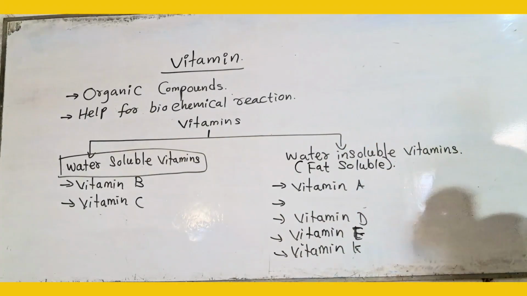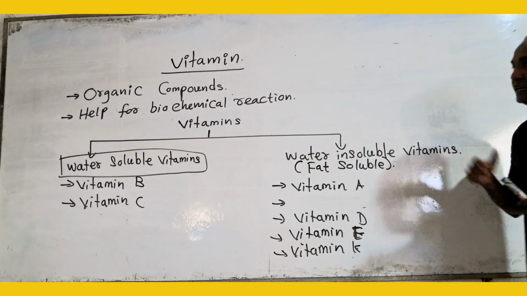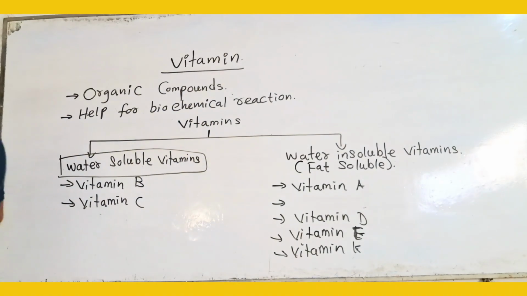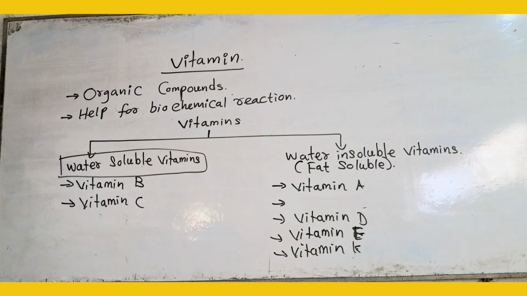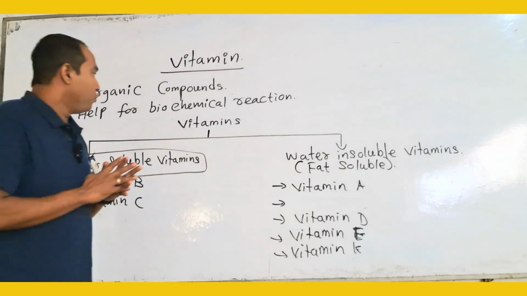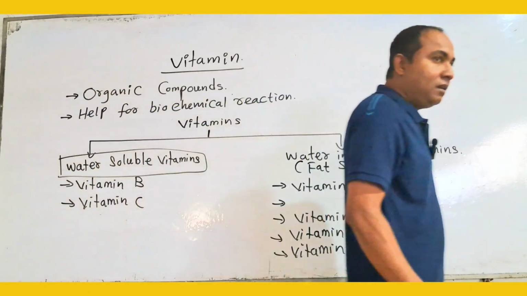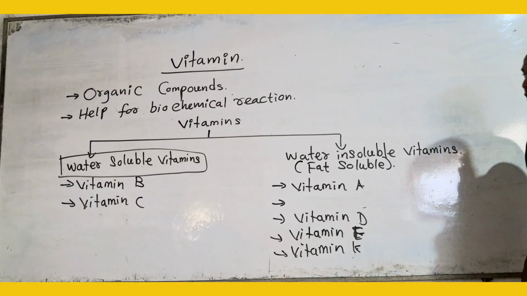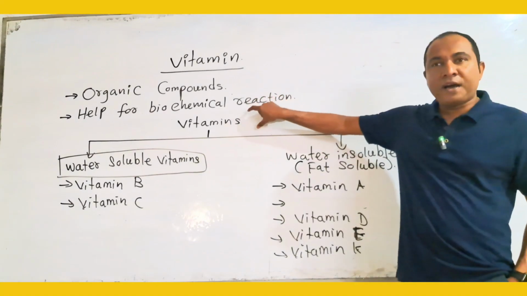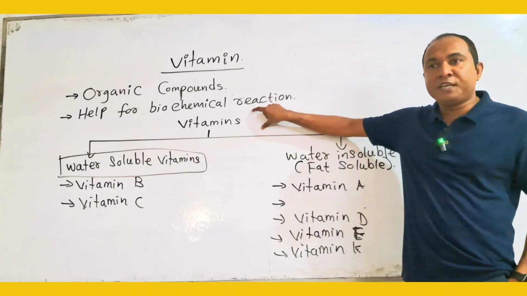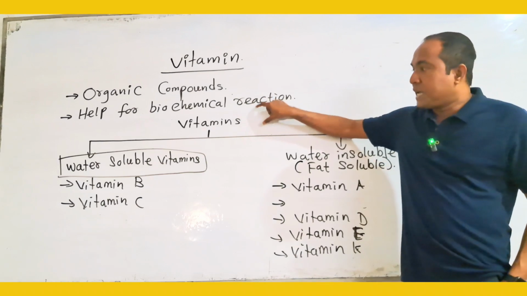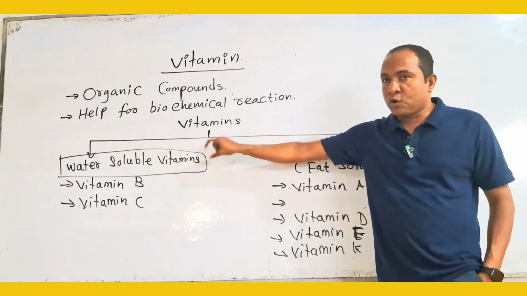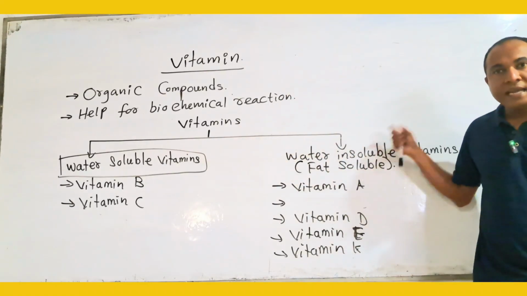Now I have explained the vitamin. Under the vitamin you learned that vitamin is an organic compound. Then you learned that vitamin helps the biochemical reaction. And then you learned how to classify the vitamin. Vitamins can be divided into two main groups: water soluble vitamins and water insoluble vitamins.